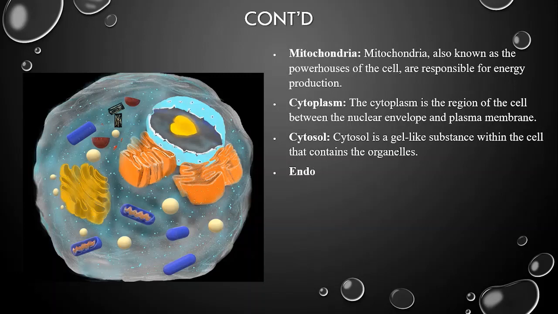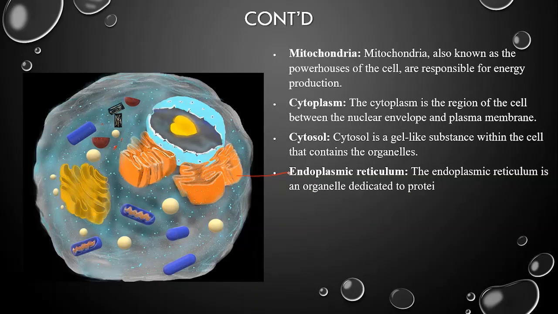Next one, endoplasmic reticulum. The endoplasmic reticulum is an organelle dedicated to protein maturation and transportation. Once the ribosome, which is produced inside the nucleus, has come out through the nuclear pores and reached the endoplasmic reticulum, there it works for the maturation and transportation of the protein to the sites.